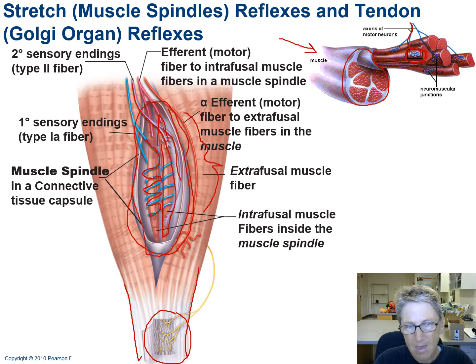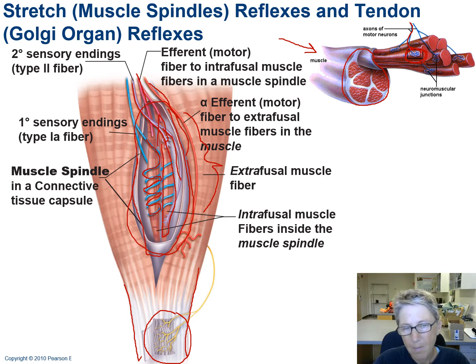And then I think we've got the efferent motor fiber to the intrafusal muscle fibers inside the muscle spindle. So this is efferent, so that's a motor efferent fiber. And then you have this orange thing, it's an alpha efferent motor fiber to the extrafusal muscle fibers, so it's outside the capsule. But anyway, for this test, you don't have to know all these parts of the muscle spindle.